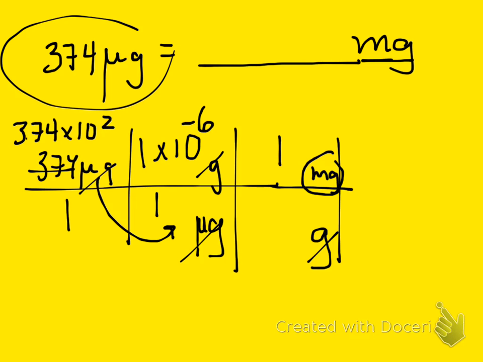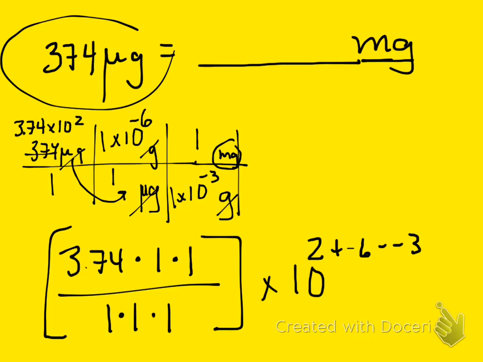For milligrams, the base is 10 to the -3rd. Okay, now we've got our problem set up. We're ready to solve. Okay, 3.74 times 1 times 1 divided by 1 times 1 times 1 times 10 to the 2 plus -6 minus -3. Okay, all I did was I pulled these ones out of that problem and I put them down here.